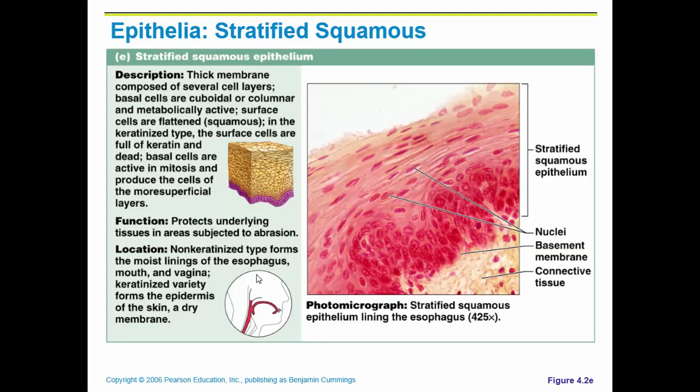And this is what stratified squamous looks like. You can see that it's many different cells, and as they get to the top, this is looking at, I think, the mouth. Oh, it's the esophagus, excuse me. And so these cells are getting squished as they go to the top layer. They're the squamous cells on the bottom, and then they get even more squished as they get to the top layer.